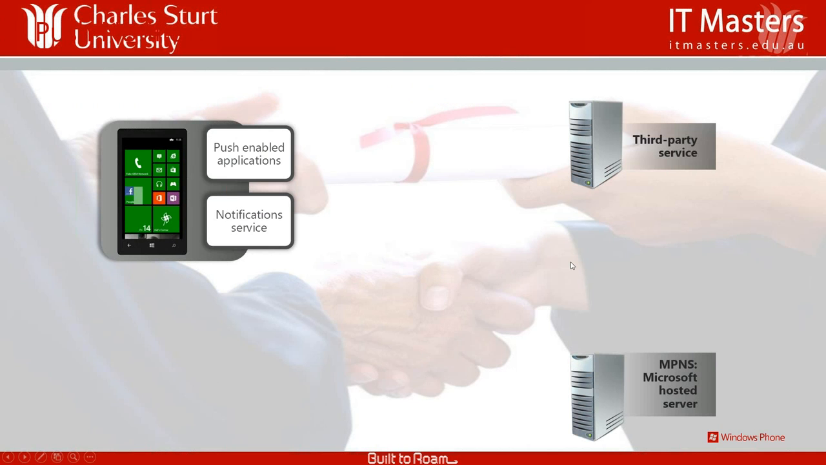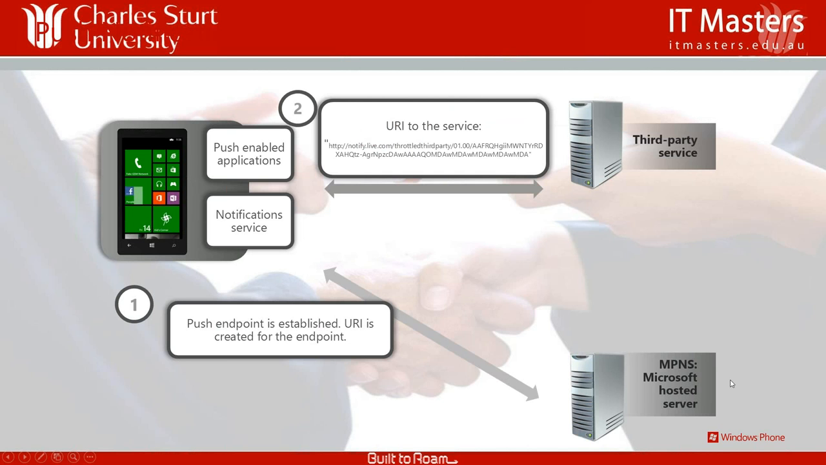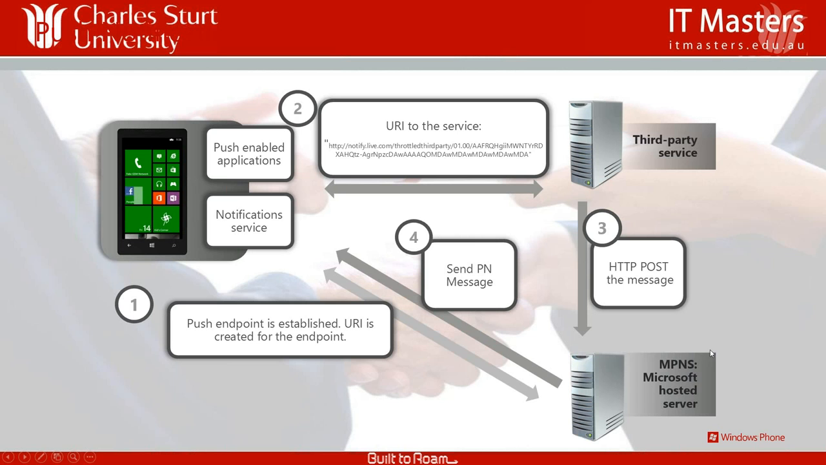The process to use push notifications from your application, the first thing it needs to do is actually establish a channel with the Microsoft hosted services. And as part of that, you get back a channel URI. This channel URI needs to then be communicated off to a third-party service so that that third-party service can send a notification to the device. When that third party wants to send a notification, it does an HTTP post to the notification service from Microsoft, and Microsoft handles pushing that message down to the device.